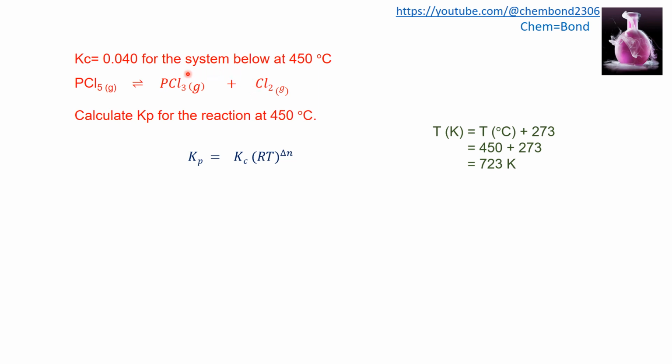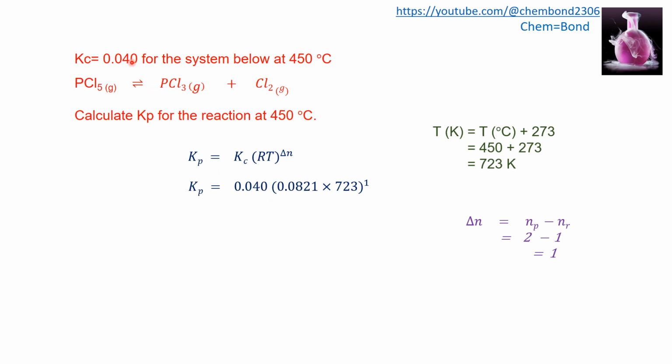So the number of moles of product is 2 and the number of moles of reactant is 1, because here is 1 mole. So we will find the value of delta N, that is the number of moles of product minus the number of moles of reactant. So the number of moles of product is 2 minus 1, the number of moles of reactant. We will get 1.